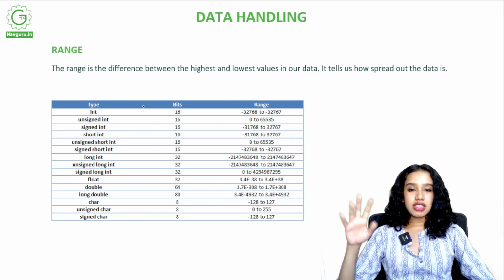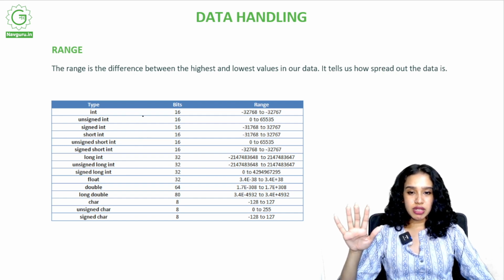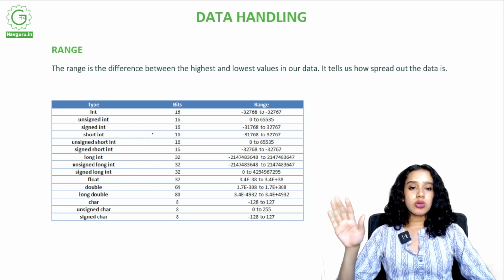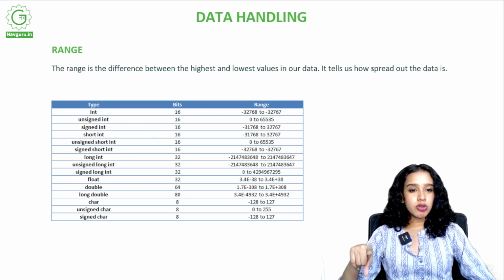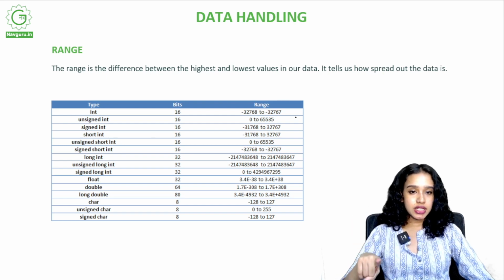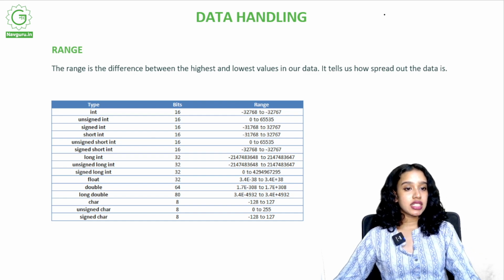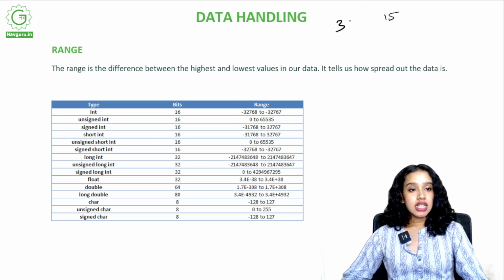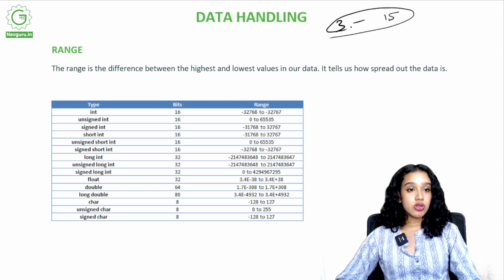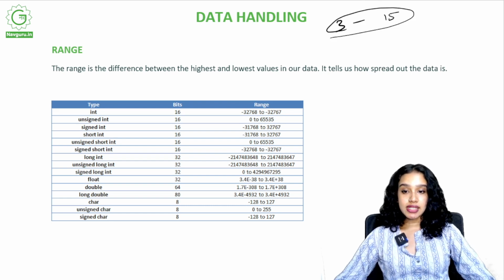So here are some variables in our programming language, C++ or something. It doesn't have to be here, but I just wanted to show you the range of the numbers, right? If I'm saying the highest value of the data is 15 and the lowest value is 3 and the data is in between, the range of the data is from 3 to 15. It's as simple as that.